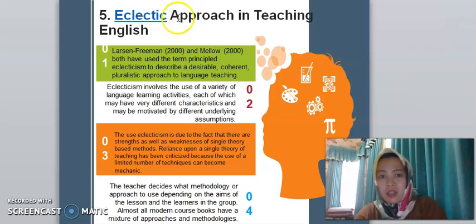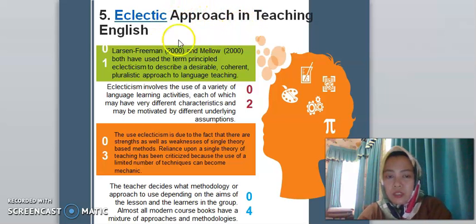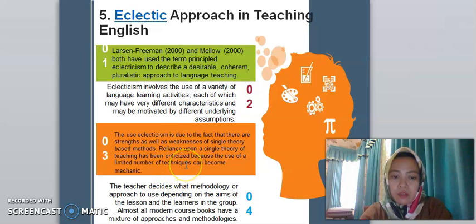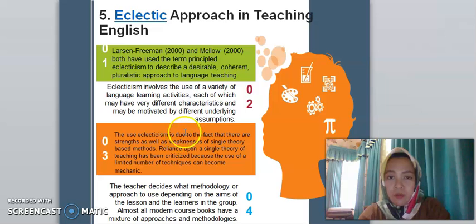Then eclectic approaches in teaching English is, we call it, where the teacher decides what methodology or approach to use depending on the aim of the lesson and the learners in the group. Almost all modern course books have a mixture of approaches and methodologies. So here there is no single method that is actually perfect. So the eclectic approach to teaching English combines methods.